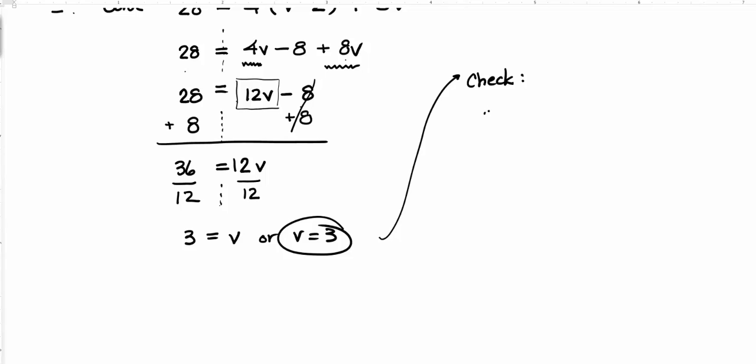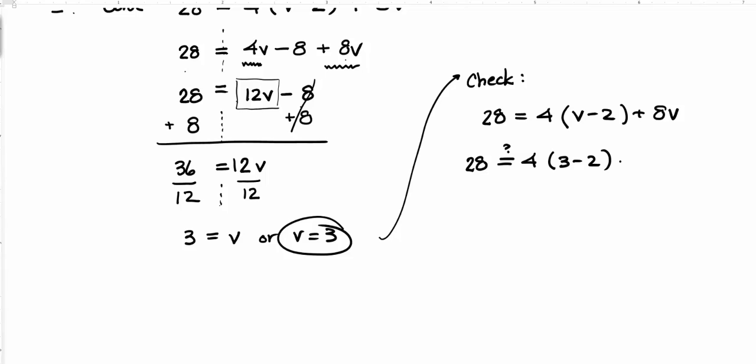Right, so my original equation was 28 equals 4 times the quantity v minus 2 plus 8v. And we're saying v equals 3. So let's check. Does 28 equal 4 times 3 minus 2 plus 8 times 3? So I get 28. Does that equal 4 times 1 plus 24? And I get 28 equals 28. So I know I did the problem correctly.